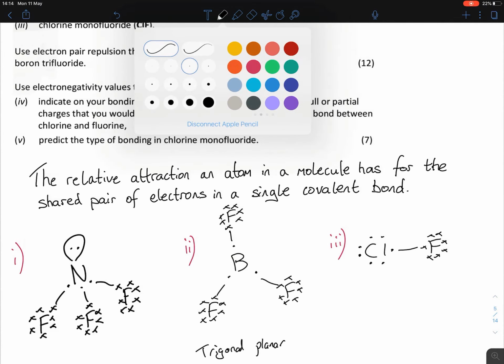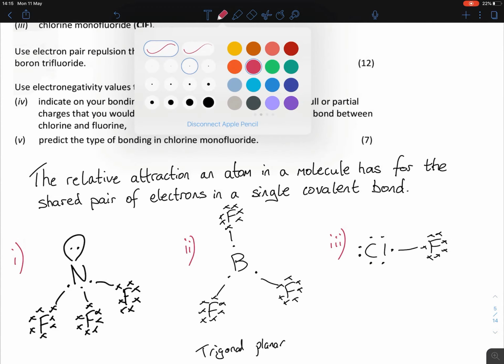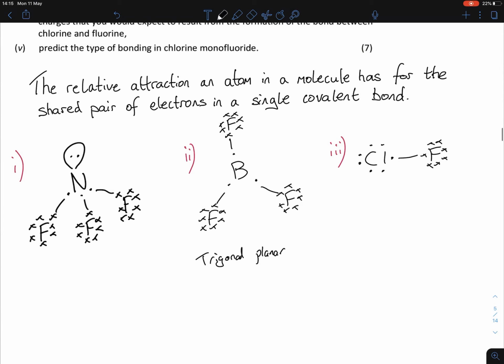So our next question is IV. Indicate on the bonding diagram chlorine monofluoride, so this is over here, any full or partial charges that you'd expect from the bond between them. So use electronegativity values there, okay? You always go to those. If it's polar, there should be a charge present, a partial charge to be precise. So chlorine is 3.5, and fluorine is 4, which is the highest. So 4 minus 3.5 equals 0.5.